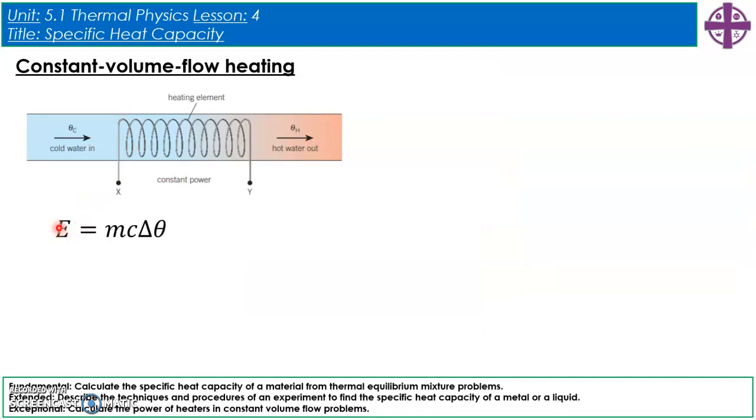So what we're going to do is take our specific heat capacity equation and divide both sides by T. That's going to give us E divided by T, which, you might remember, is power. And this side divided by T will give us mass over T times specific heat capacity times change in temperature. So here we have the power of the heater equals the mass flow rate. This term here is called the mass flow rate, the rate of flow of the mass, times the specific heat capacity of the fluid times the change in temperature of the fluid.